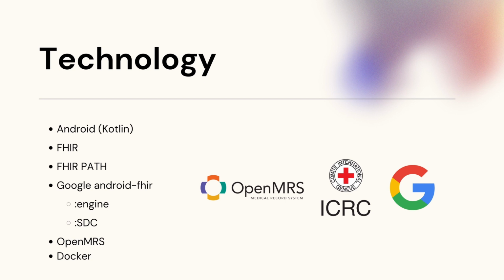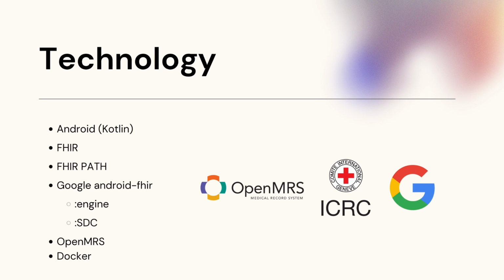Then we have FHIRPath, which is a simple path-based query to access the FHIR resources in our questionnaire. Then we are using the engine library from Android FHIR, which helps us to store the FHIR resources locally, query it, keep track of which ones are offline, which ones are on the server, and gives us the ability to sync. And then we have the structured data capture, which allows us to fill the questionnaire and extract the FHIR resources from the saved questionnaire response.